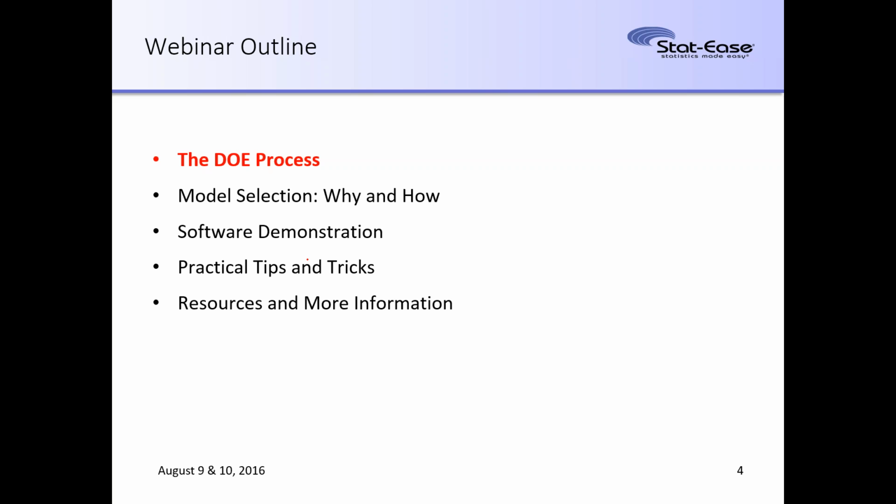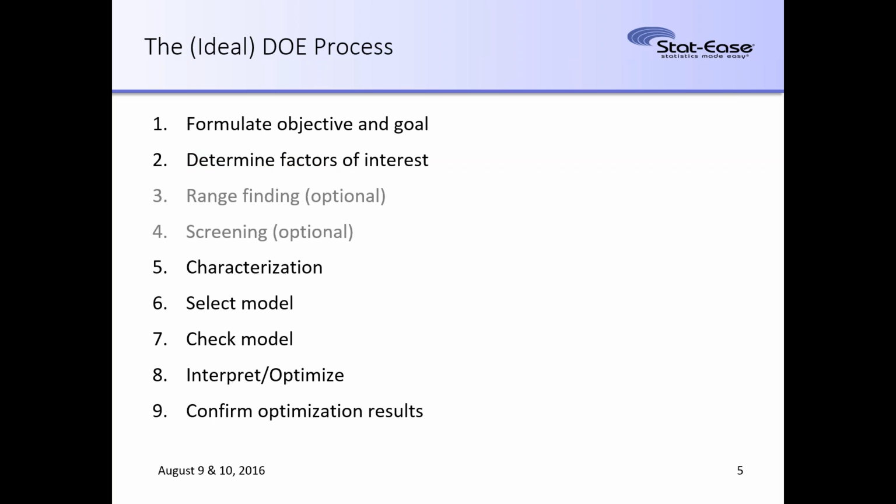So let's start with the DOE process. Ideally, the DOE process should look something like this. Typically you start with some sort of objective or goal. For example, you'd like to increase the yield of a chemical reaction by 2%. You'd like to maintain the quality characteristics of a product, but perhaps produce it at a cost that's less than what you're producing it at currently.